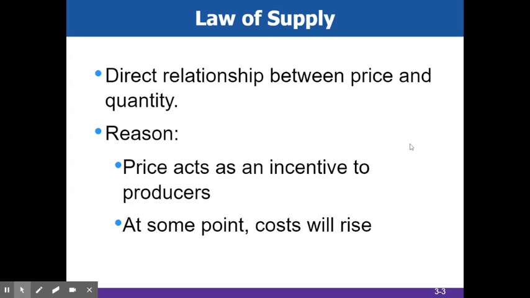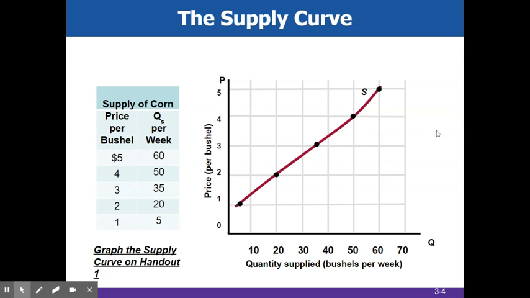Okay, so within the law of supply, there is a direct relationship between price and quantity, which means as price goes up, the quantity that they're willing to supply goes up. And there's two reasons why this occurs. The first is that price acts as an incentive to producers. They want to sell more at high prices. The other reason is that at some point, costs will rise. So if it costs you more to produce, it would stand to reason that you would be willing to sell more at higher prices. So here's what a supply curve looks like.